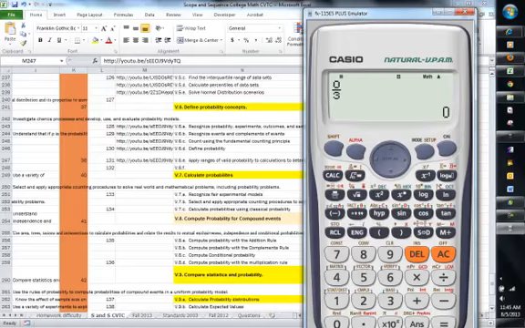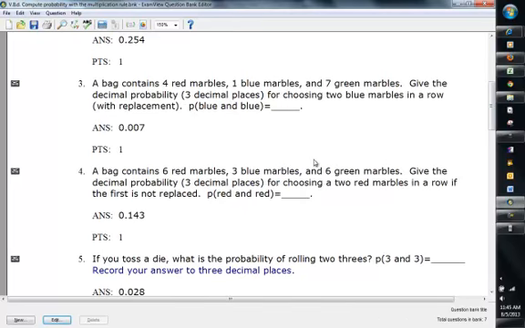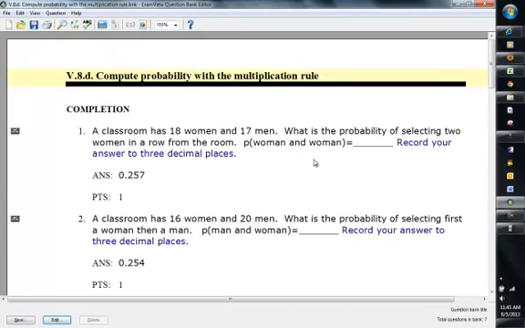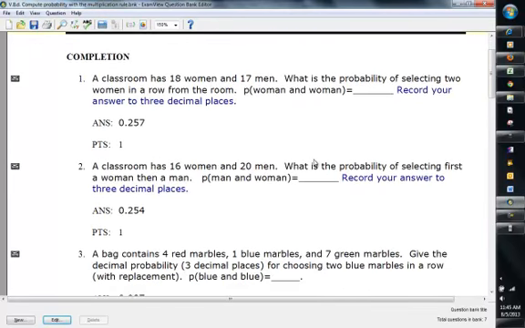The last ones we have to do are using the multiplication rule. Let's look at how that works. A classroom has 18 women and 17 men. What's the probability of selecting 2 women in a row from the room?